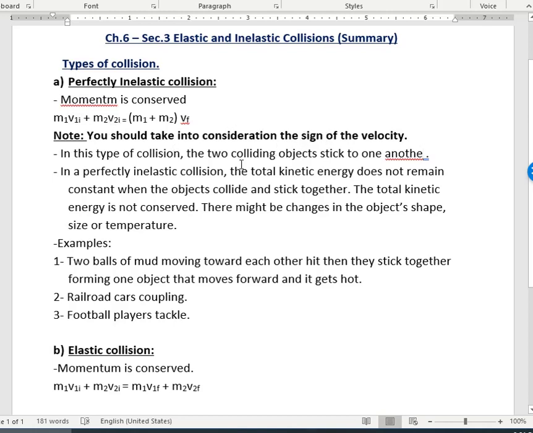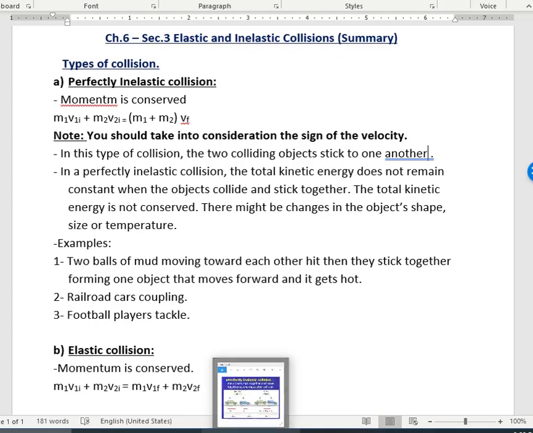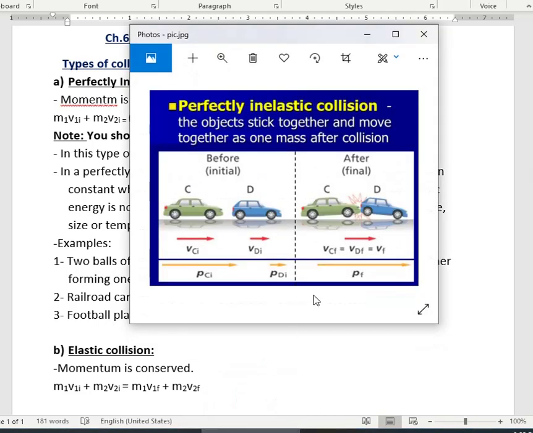Okay, so let's continue talking about perfectly inelastic collisions. In this type of collision, the two colliding objects get stuck to one another. There is a missing R. Okay, now in here you should know that after collision, like in this picture, you see the two cars that are in collision or in an accident.